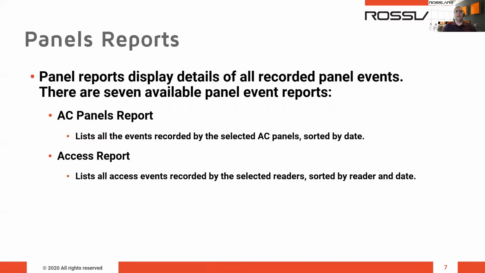Let's review the panel reports. The panel reports display details of all recorded panel events. There are 7 available panel event reports. We have AC panel reports, which just list all events recorded by the selected AC panel, access control panel, sorted by date. Access report lists all access events, access recorded, access granted, access denied, by the selected readers, sorted by reader and date.